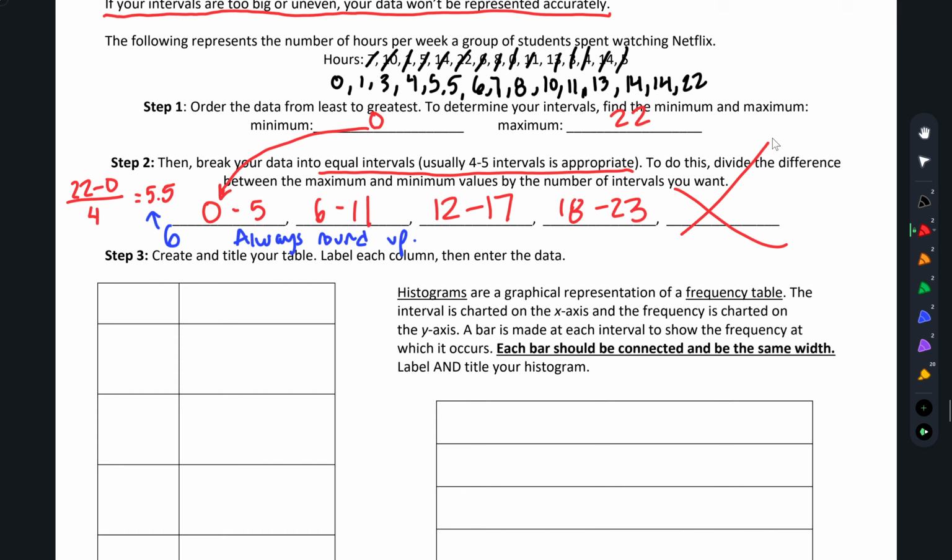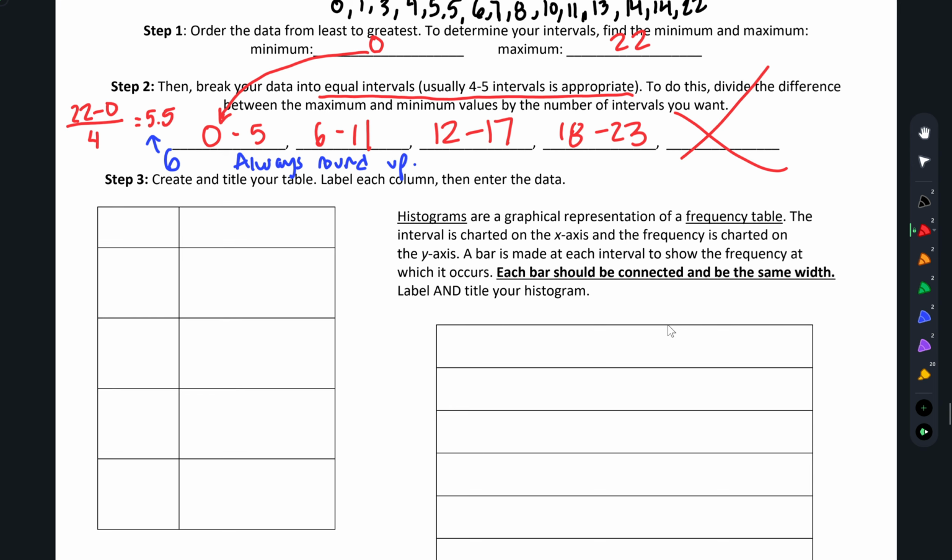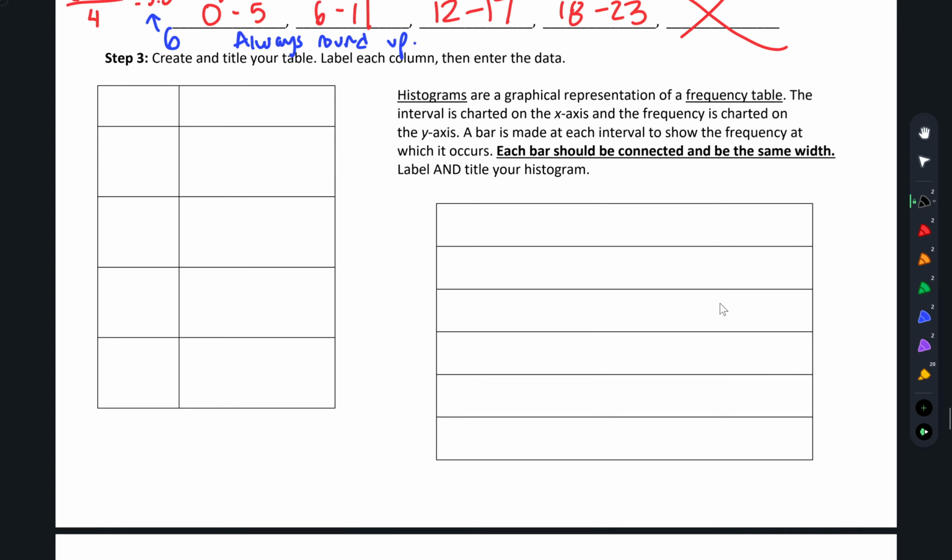Does everybody understand how I just counted out those intervals? That's the trickiest part of this lesson. And on your project, I'm going to be paying attention to whether your intervals are accurate. Okay. So let's make our frequency table and let's make our histogram.